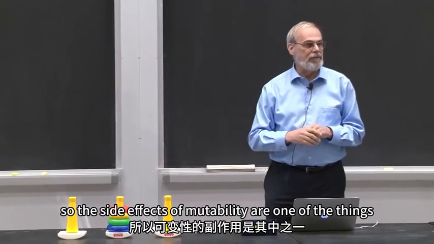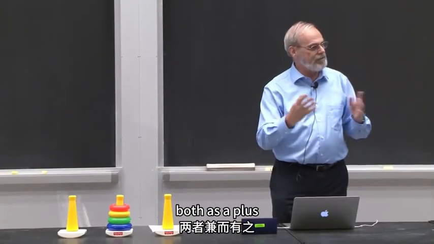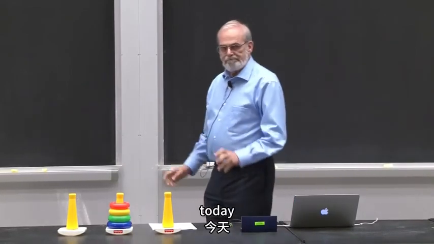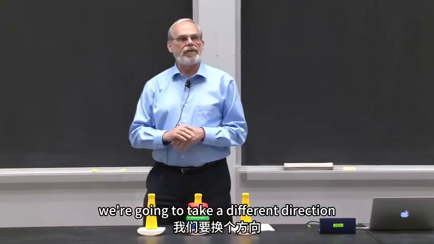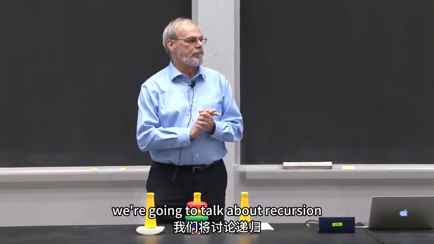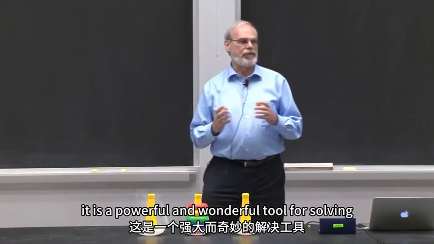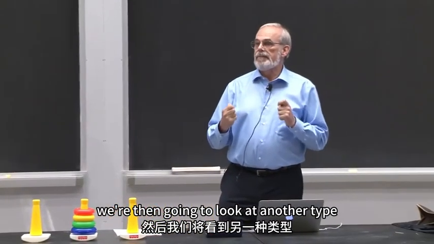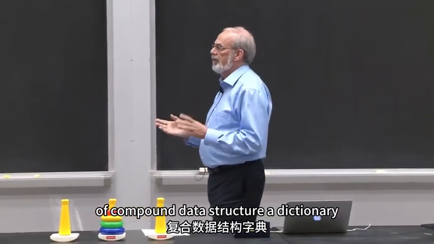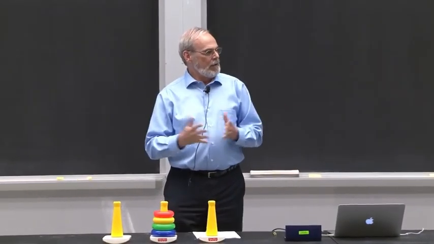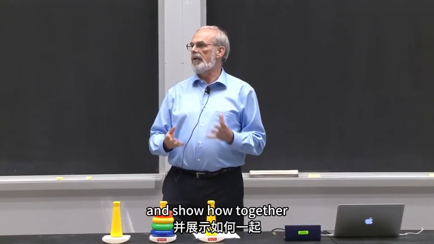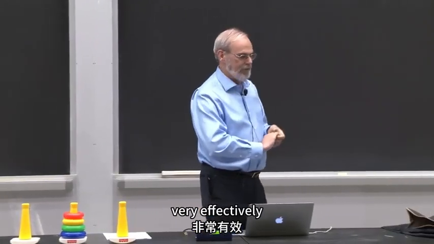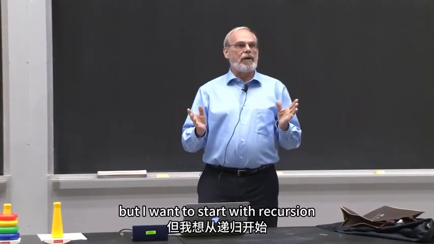So the side effects of mutability are one of the things you're going to see both as a plus and a minus as we go through the course. Today, we're going to take a different direction for a little while. We're going to talk about recursion. It's a powerful and wonderful tool for solving computational problems. We're then going to look at another type of compound data structure, a dictionary, which is also mutable. And then we're going to put the two pieces together and show how together they actually give you a lot of power for solving some really neat problems very effectively. But I want to start with recursion.